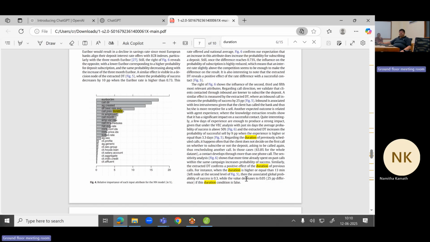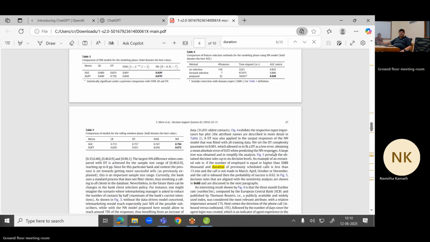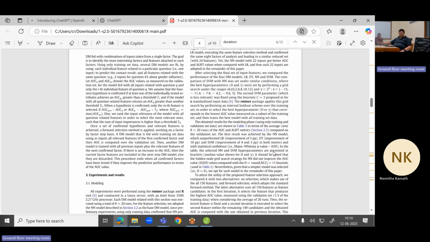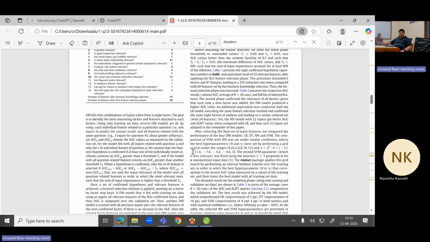Okay. Similarly, the extracted DT confirms a positive effect of the duration of previous calls. For instance, when it calls higher or equal than 13 minutes, left node of 30 seconds. No, this is a different model for which it is decided. We have used logistic regression. They might have used some other technique. Somewhere I saw neural networks. Experiment this, right? Again, okay, logistic regression is also there.